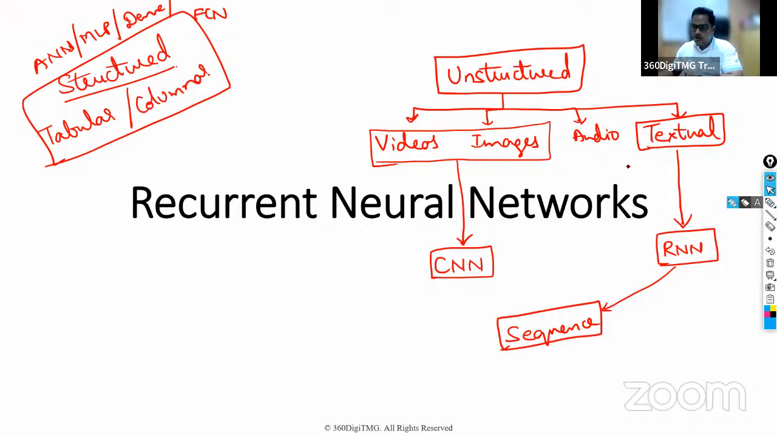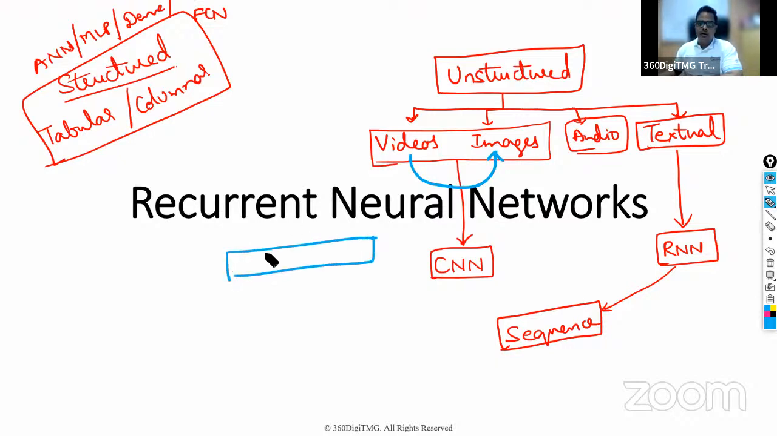So here, if I were to explain one quick thing, videos would eventually become images because videos are broken down into multiple images. And your audio files are always broken down into textual data.